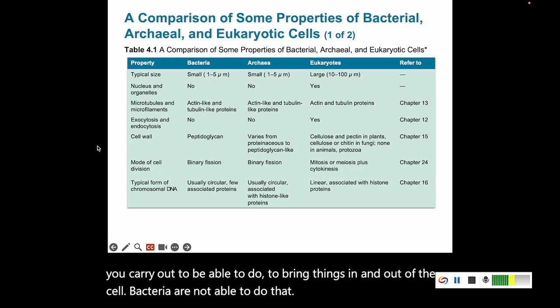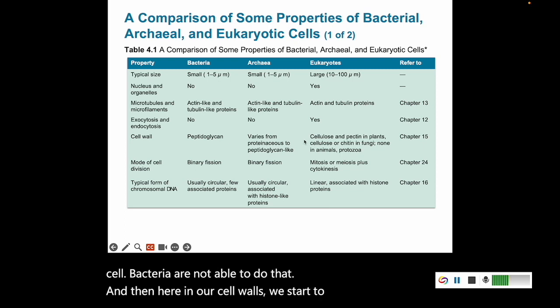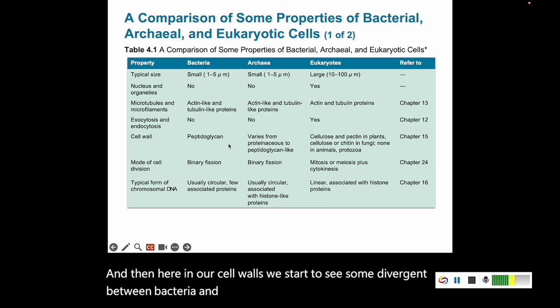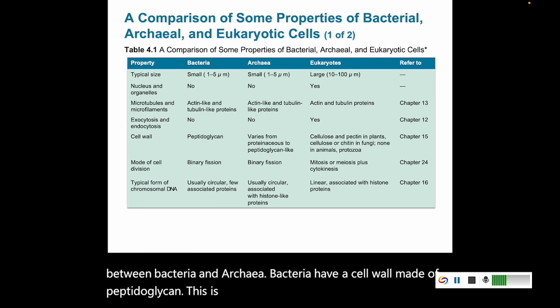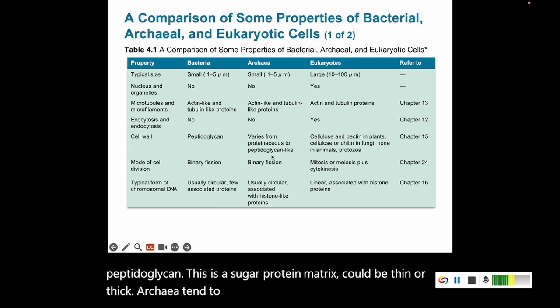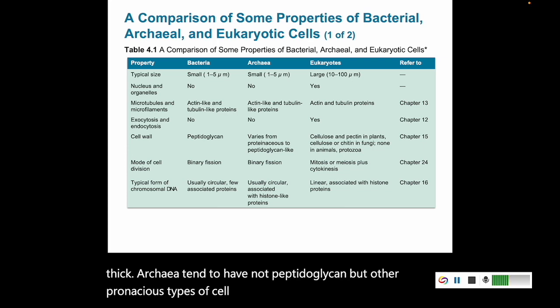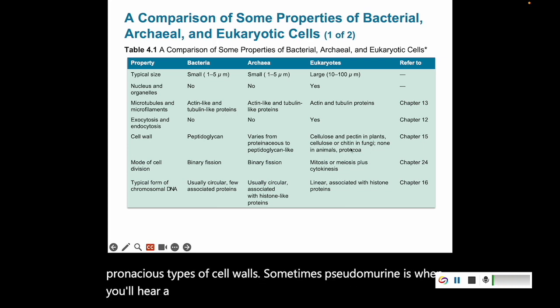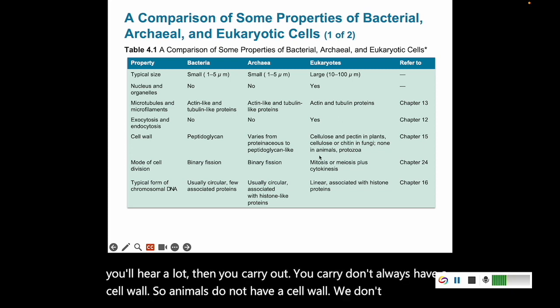Then here in our cell walls, we start to see some divergence between bacteria and archaea. Bacteria have a cell wall made of peptidoglycan. This is a sugar protein matrix, could be thin or thick. Archaea tend to have not peptidoglycan, but other proteinaceous types of cell walls. Sometimes pseudomurein is one you'll hear a lot. Then eukaryotes don't always have a cell wall. So animals do not have a cell wall. We don't have a cell wall in our cells.